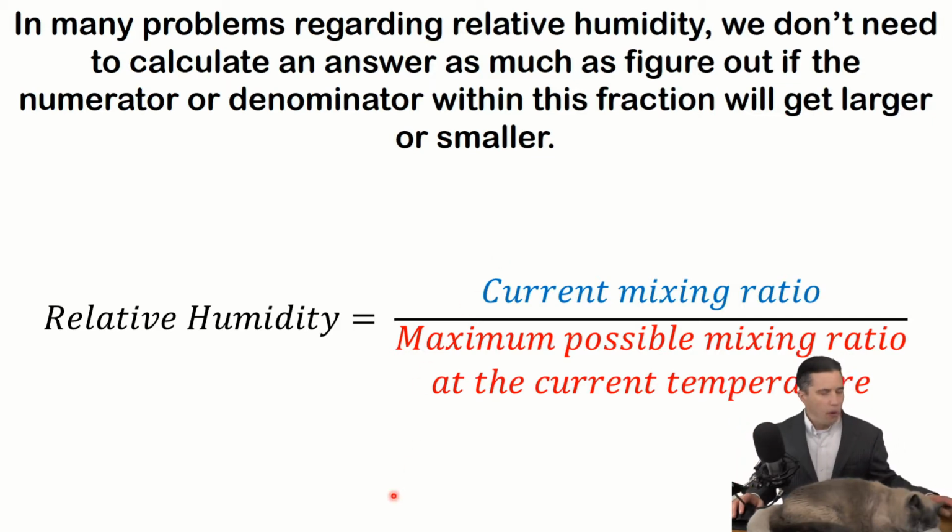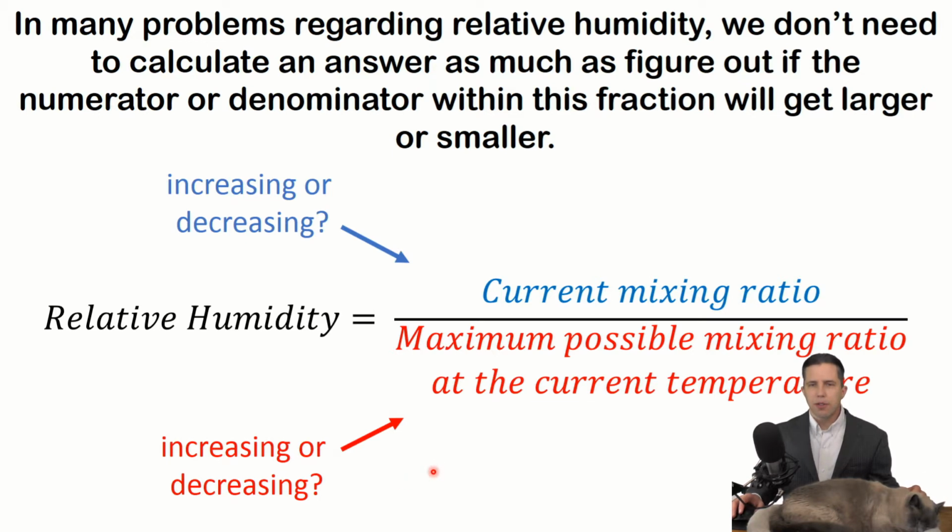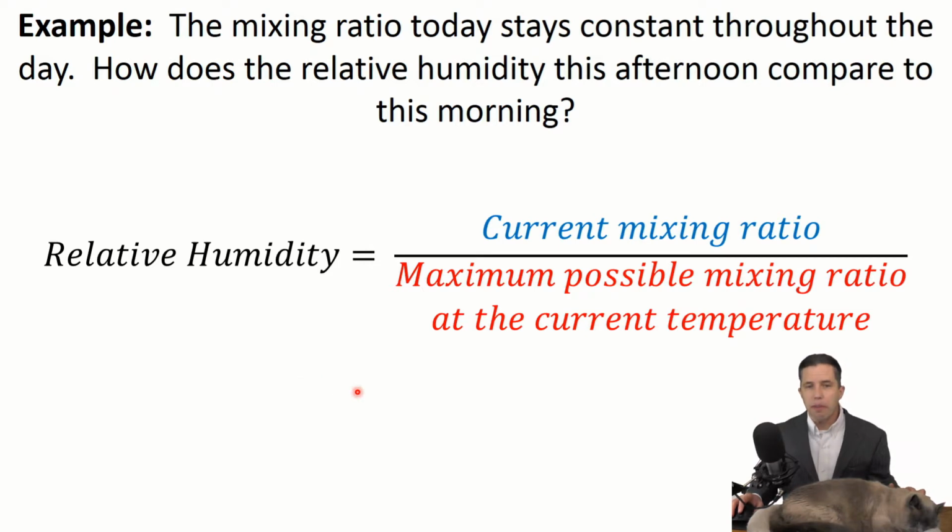So what you would do, with a given problem, is write this out and think, okay, is the mixing ratio going to increase, decrease, or stay the same? And then is the maximum possible mixing ratio going to increase, decrease, or stay the same? Once you figure that out, you can figure out whether the overall answer, the relative humidity itself, is going to increase, decrease, or stay the same. But you don't actually have to do any math. You're just trying to reason out which way it's going to go. So we'll do a couple of examples here.